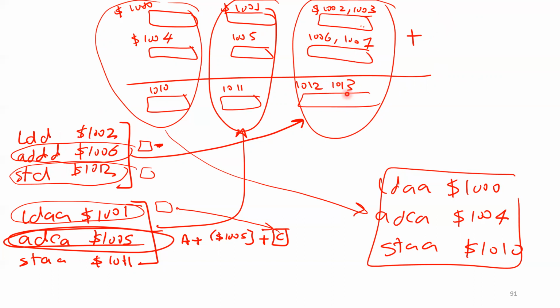I have to store D here. That's what I did. So now I'm going to store D in 1012, so the 12 and 13. Is that okay, guys? So now I'm done with this part. So now I'm going to move to this part. So what can I do now?